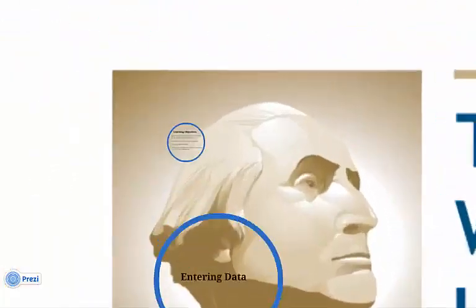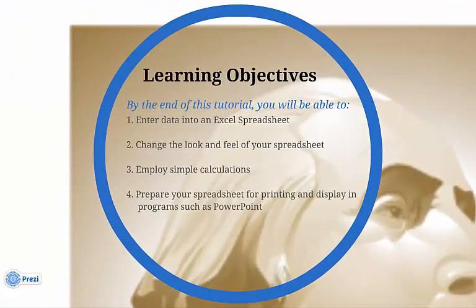Now let's look at the objectives that we covered in this tutorial. First, we entered data into an Excel spreadsheet. Then we changed the look of the spreadsheet. Next, we employed simple formulas. And finally, we prepared the spreadsheet for printing and display in programs such as PowerPoint.